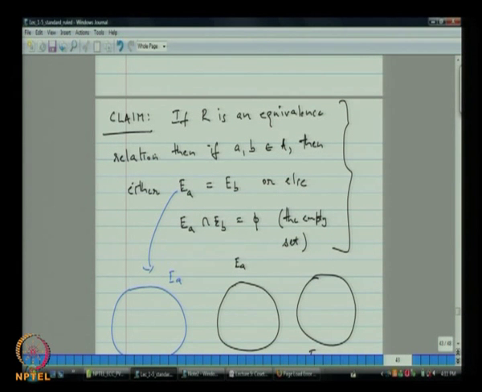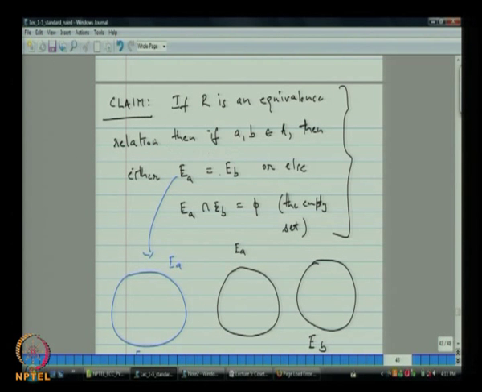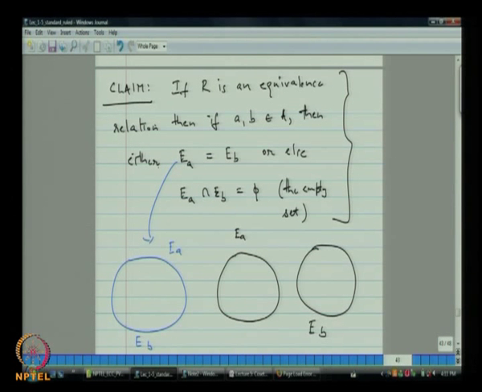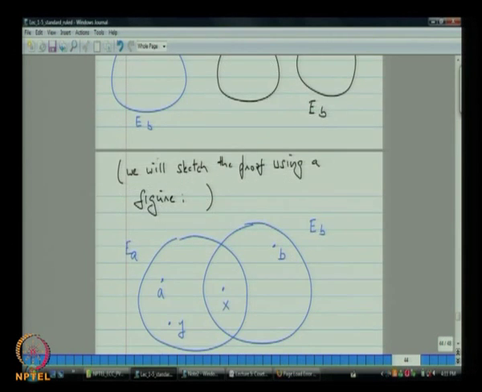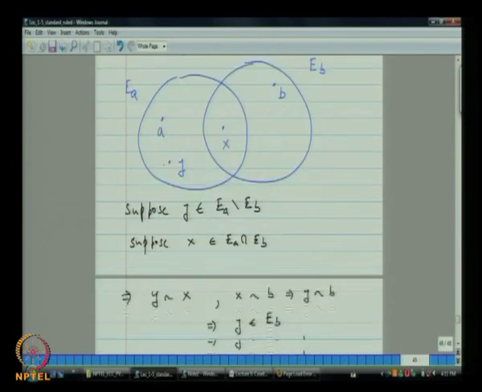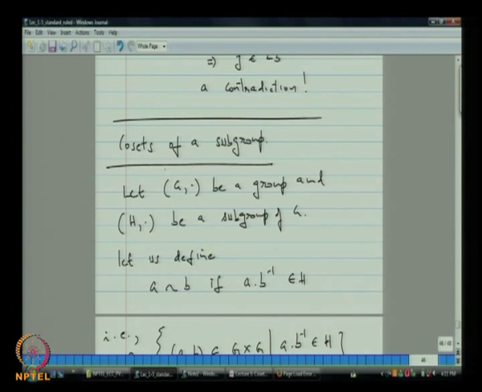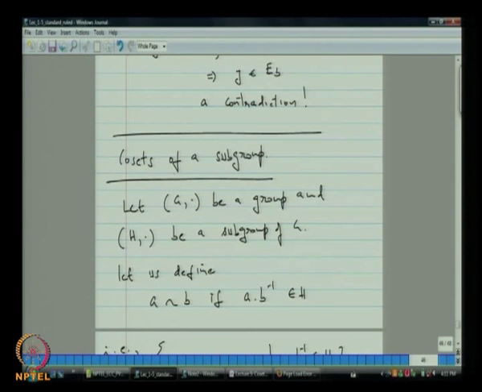Then the set of all elements that are equivalent to a certain element, let us say A, we call that E sub A, and we showed that these sets have the property that they are either identical for different elements A and B or else they are disjoint. And we gave a proof of that. Then we talked about the cosets of a subgroup.